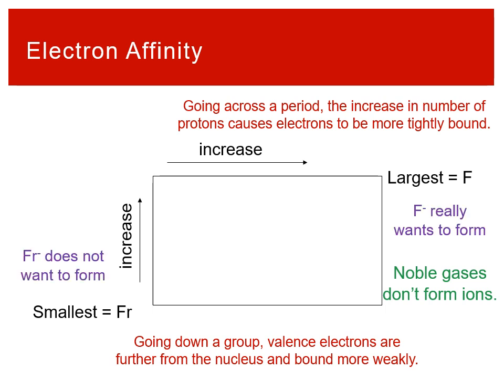So overall, fluorine really wants to become fluoride. Forming fluoride is very much an exothermic process, and francium really doesn't want to become Fr minus, right? Because it wants to become Fr plus. We know that. And overall, if we look at this slide, this is the exact same explanation as ionization energy.